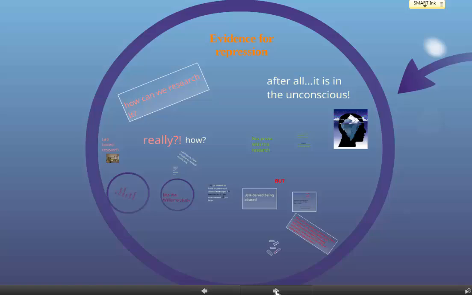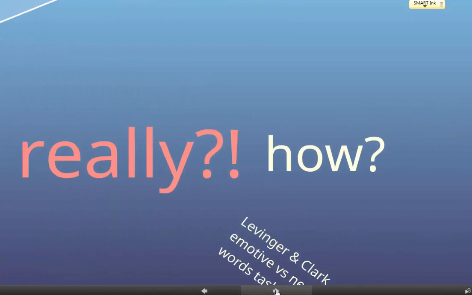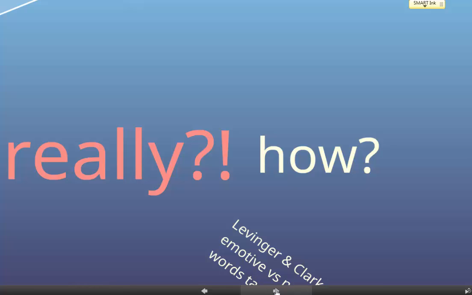So, how do we actually go about researching these? How can we research them? Well, we could use lab studies, lab-based. We know there are advantages of that. You have lots of information about the control, replication, etc., the advantages of it. So if we can, we would want to use lab-based research. The thing is, how are we going to do that? This is all about stuff that's in the unconscious. So how would we go about it?